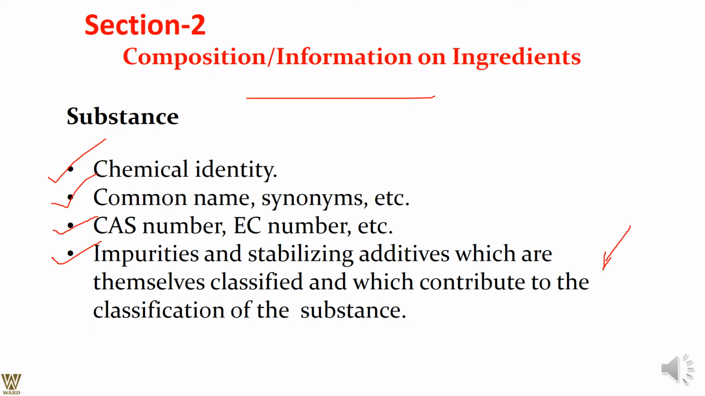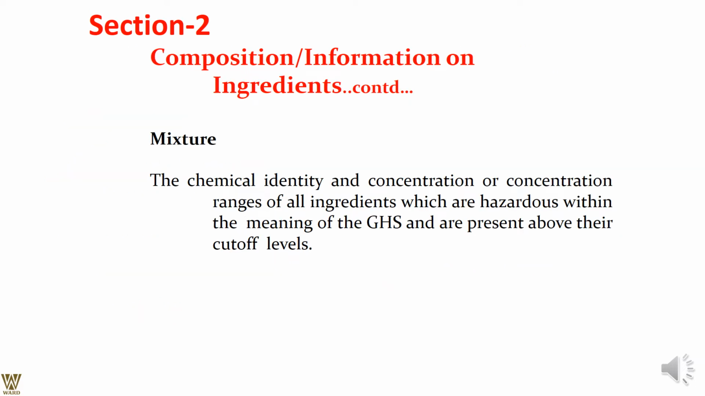So we need to understand the classification of the substances again. The composition information of the ingredients covers the mixture, the chemical identity and the concentration, which requires all the ingredients which are hazardous. Remember, GHS stands for Globally Harmonized System of Classification. This is universally applicable. Globally Harmonized System of Classification tells you the cutoff levels which will be there.